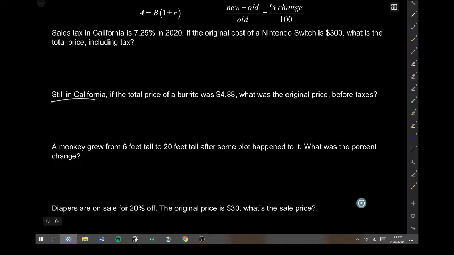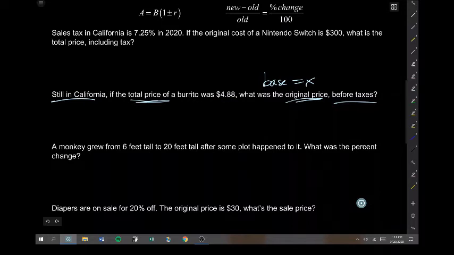Okay, we're still in California now, but it's a different type of problem. Now we know the total price. So sales tax has already gone in. If sales tax has already happened, what was the original price before the taxes? So we are trying to find the base. That's what we're trying to find, so I'm going to call that x.